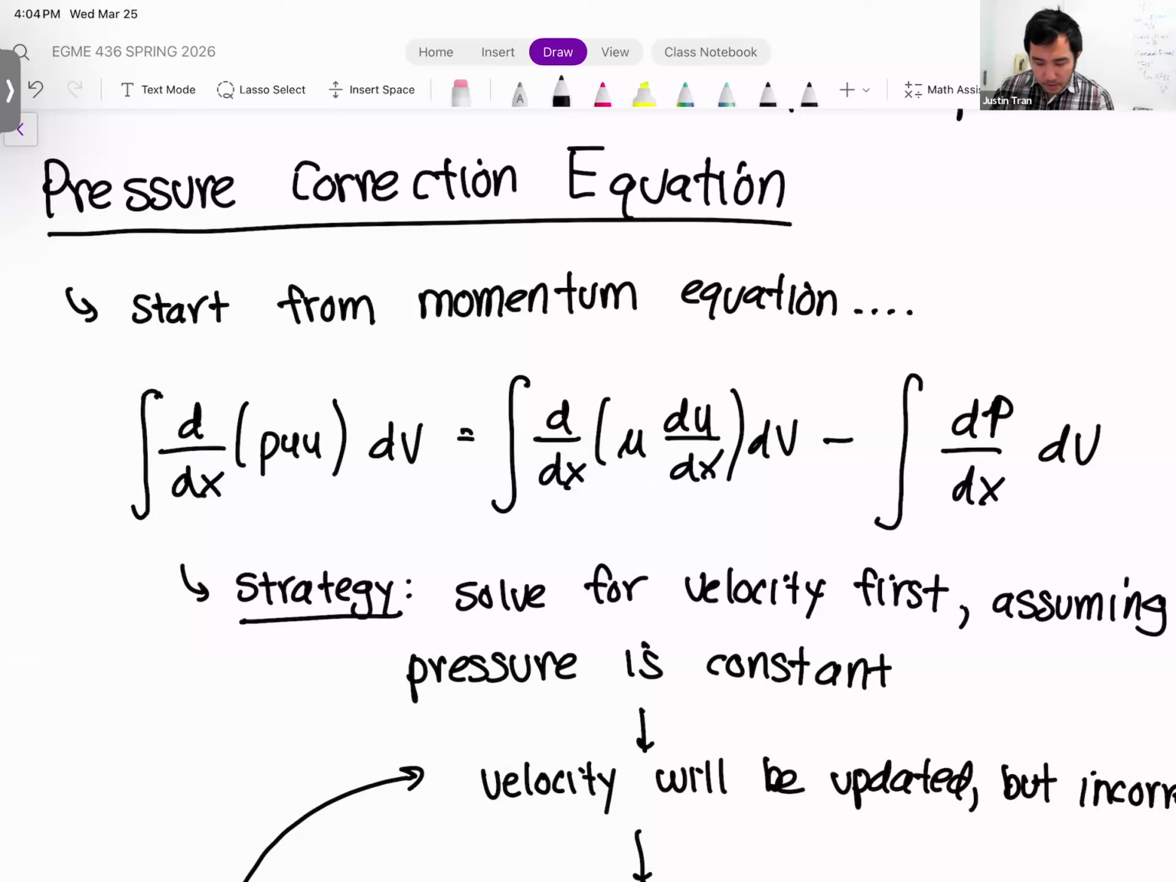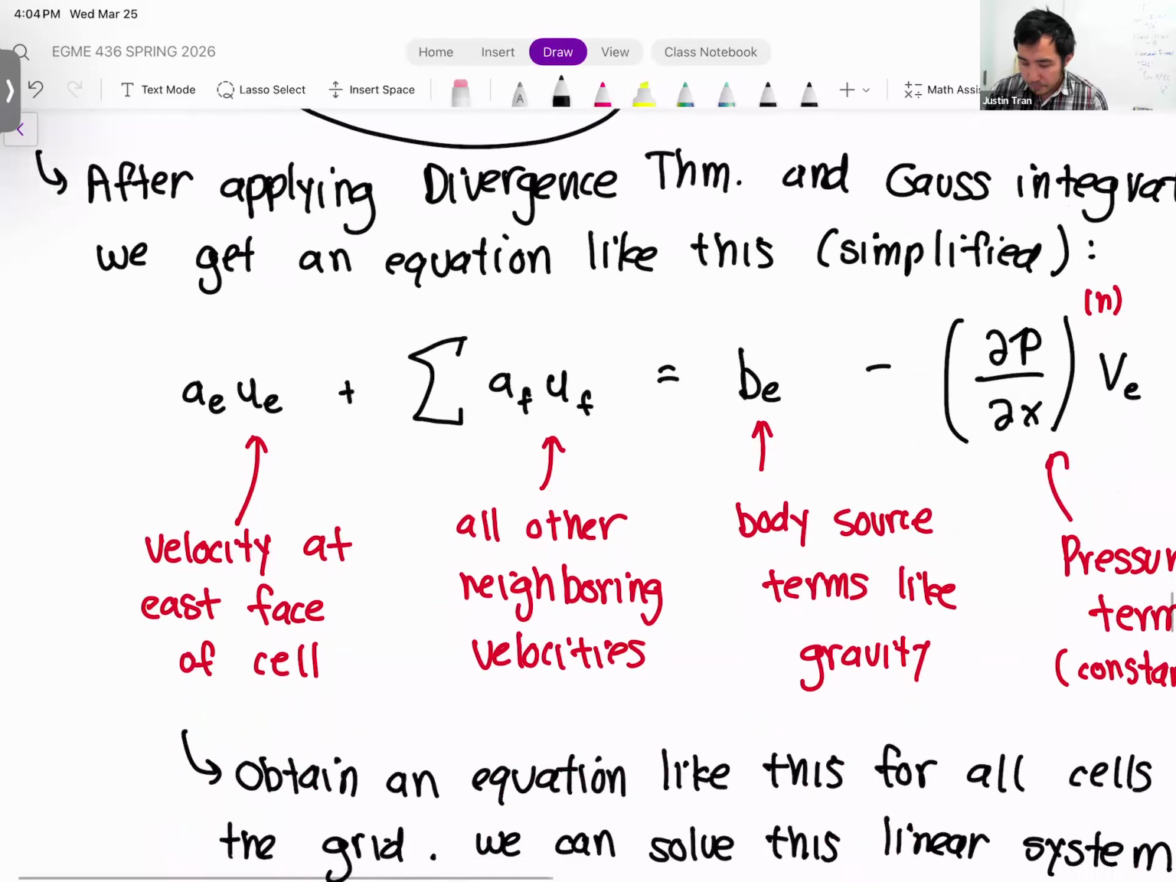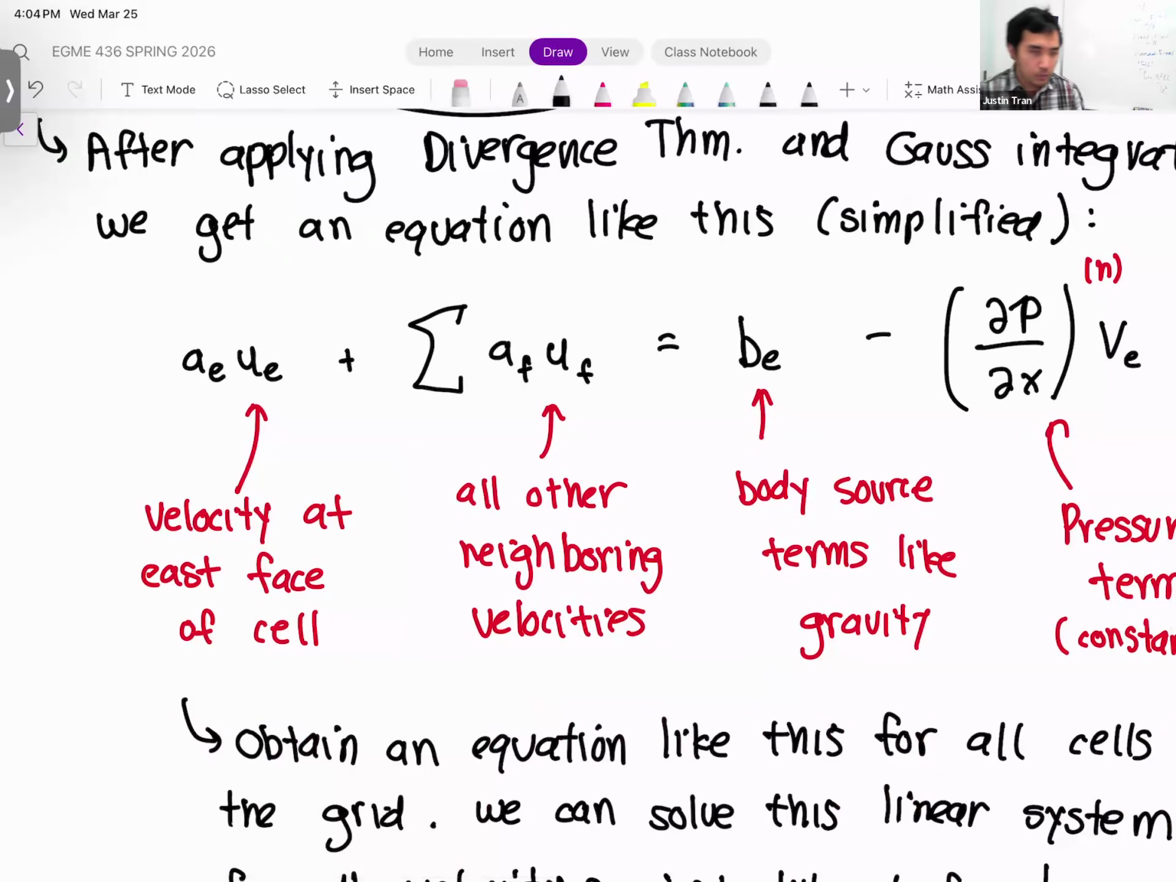So how we got here was that we took Navier-Stokes, a simple one-dimensional version of it, and integrated it over a cell, just like we typically do in finite volumes. And we make a concession: since we're only working on the momentum equation, we can only solve for one of either the velocity or the pressure, because we can't solve for both at the same time.